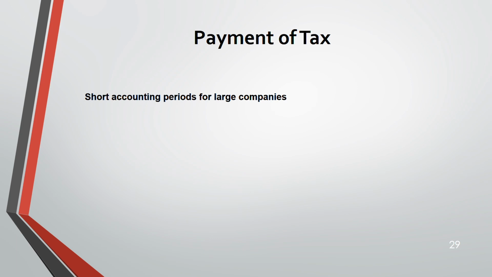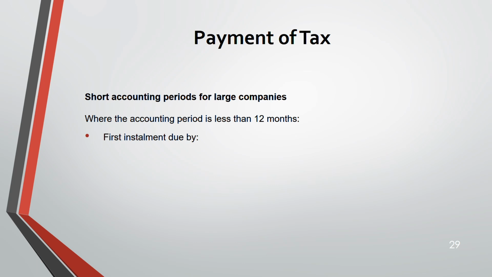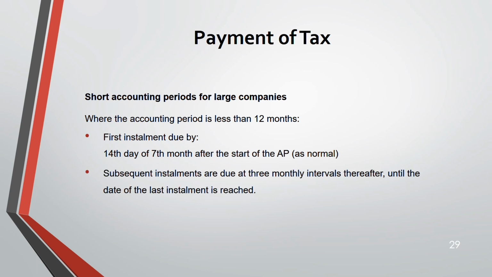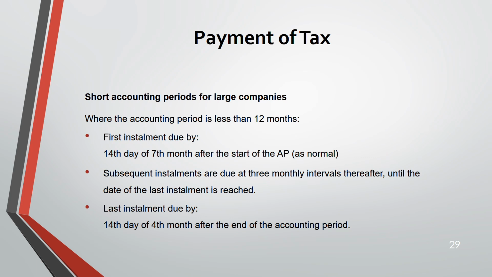Short accounting periods for large companies where the period is less than 12 months. First installment due will be by 14th day of the 7th month after the start of AP. This is normal. Then the subsequent installments are due at 3 monthly intervals thereafter until the last installment is reached. Last installment is due by 14th day of the 4th month after the end of the accounting period. That falls after the end of the accounting period.